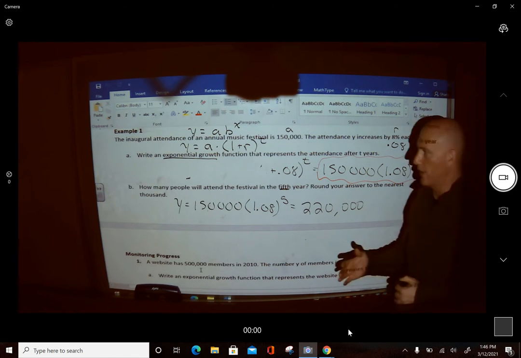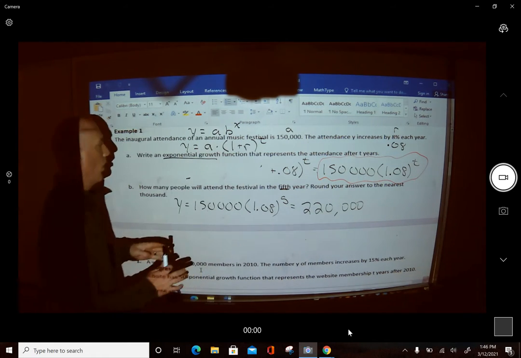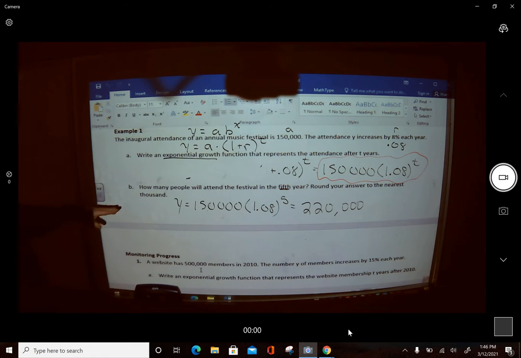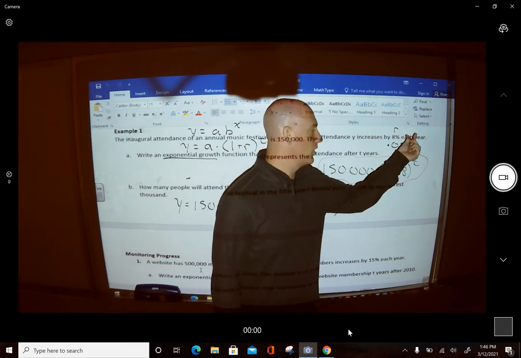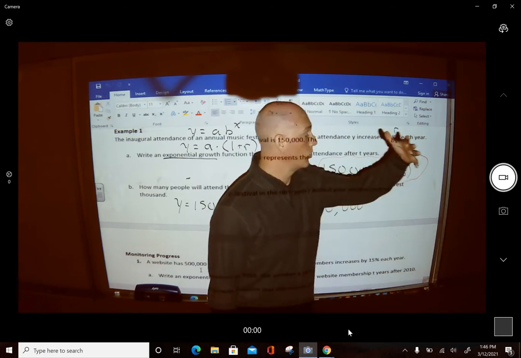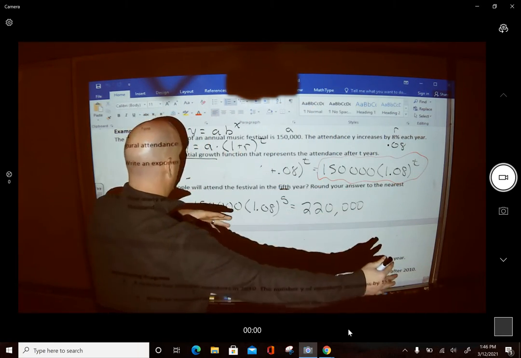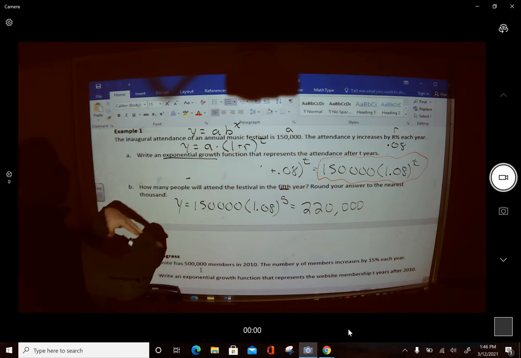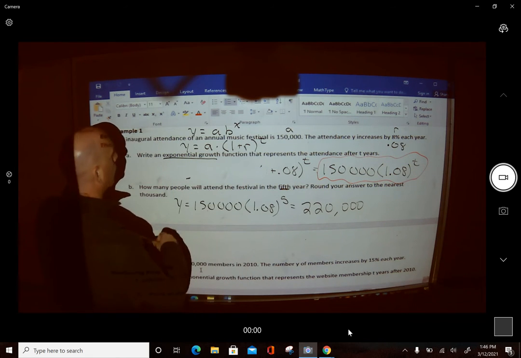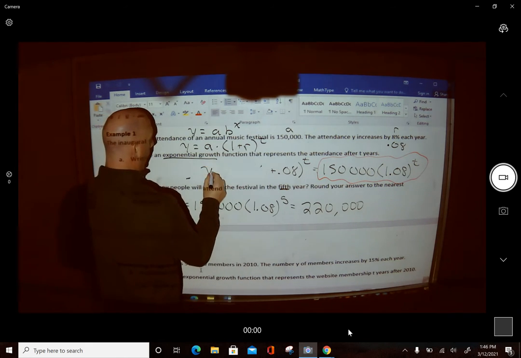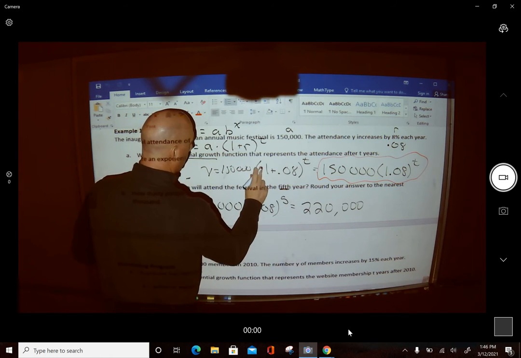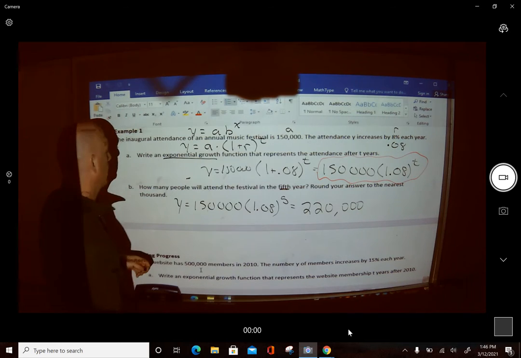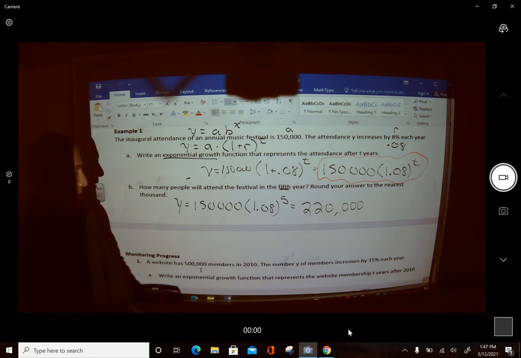So again, quick recap. We know it's exponential growth because, one, they told us, and two, we have a number that's increasing by a percentage over and over again. So we know we're growing by 8% every year. It's not adding, we're growing. That's different. So it was y equals 150,000 outside of 1 plus 0.08 to the t. Then we just had to plug in 5 for t.